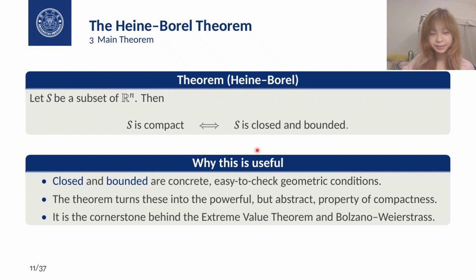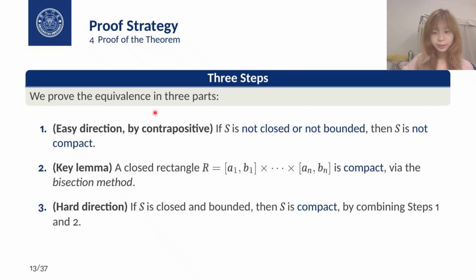Okay, here it is. Let S be a subset of R^n. Then S is compact if and only if S is closed and bounded. And there are 2 directions to prove. Let's dive in. The proof has 3 steps. Step 1 is the easy direction, step 2 is the hard technical lemma, and step 3 ties everything together.